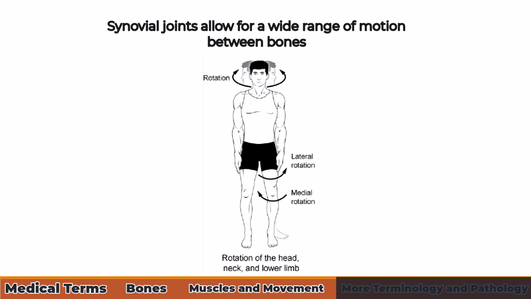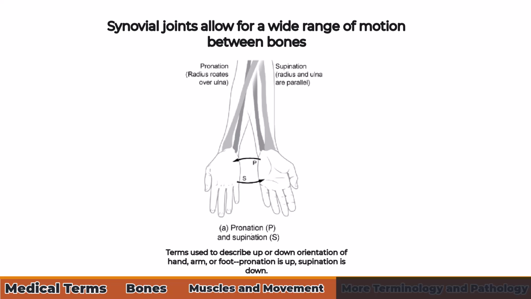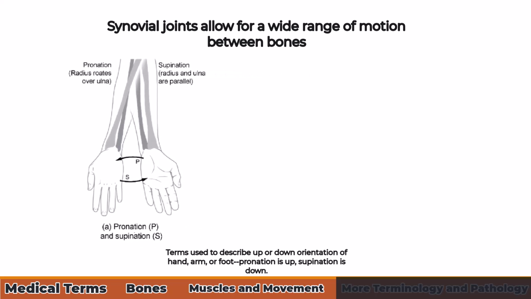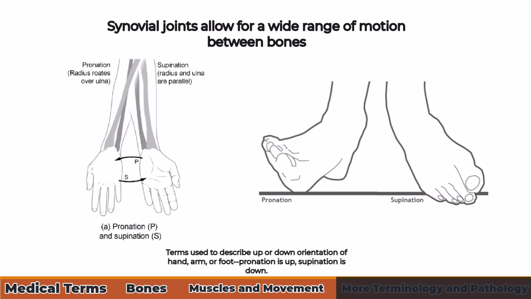Rotation, turning a bone around its axis, such as at the neck. Circumduction, moving a limb in a circular motion, such as at the shoulder or hip. Pronation is the movement that causes the palm to face downwards. Supination causes the palm to face upwards. In the foot, pronation is the inward rolling of the foot, and supination is the outward rolling.